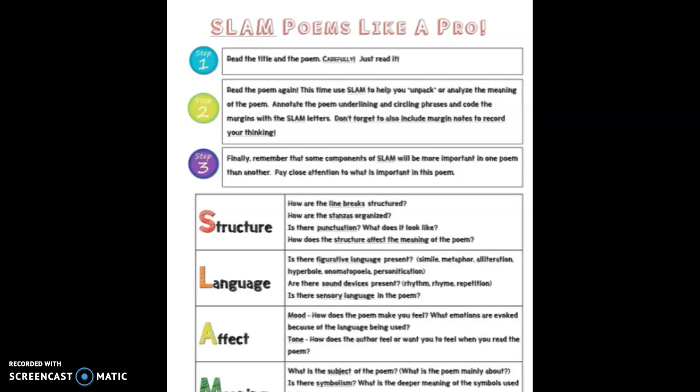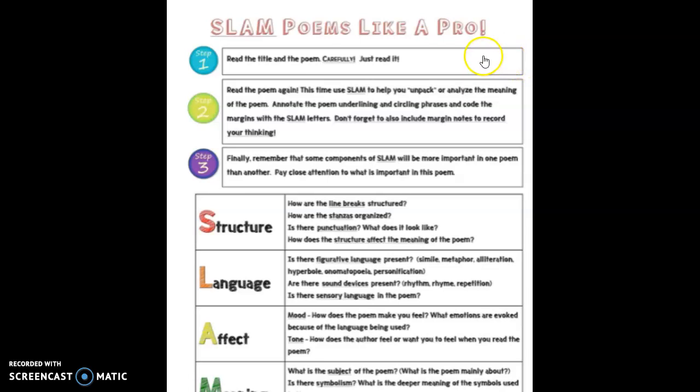Alright, and Mustafa, what does it mean to slam a poem? Well, that means you're going to analyze the poem, right? You're going to break that poem apart to identify, again, those structural elements, but then we're going to go a little bit deeper when we analyze and break it apart. We're going to be looking for the structure of it, the language, the affect that it has on us, and the meaning behind the poem, okay? So that is slam.